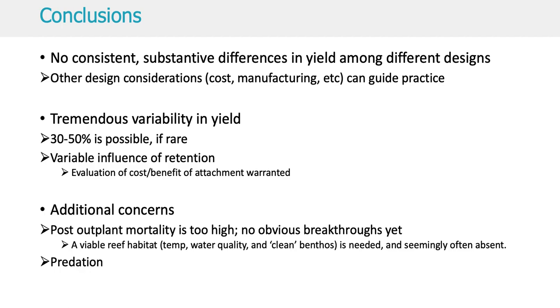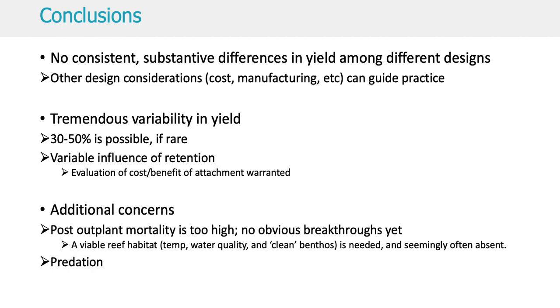I will reiterate, the rates of yield and survivorship of early outplanted settlers is extremely disappointing in most cases. This is still our biggest bottleneck. A lot of us have been thinking on this for quite a few years. I'm not aware of any breakthroughs yet. I think there's another session today. I'm hoping to get some more good ideas, but this is still our biggest challenge.